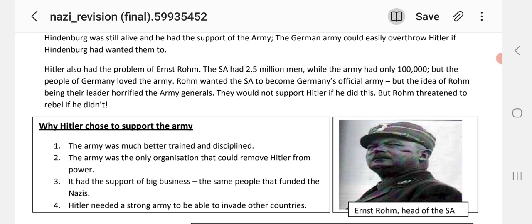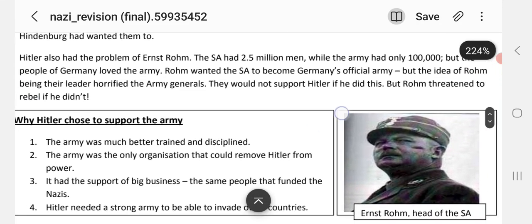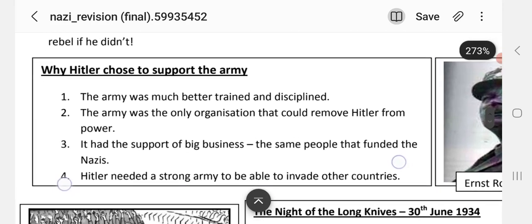Röhm wanted the SA to become Germany's official army, but the idea of Röhm being their leader horrified the army generals. They would not support Hitler if he did this. But Röhm threatened to rebel if he didn't. Why did Hitler choose to support the army?